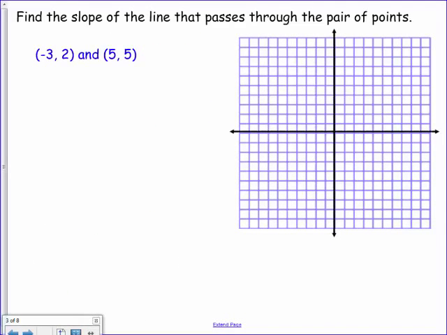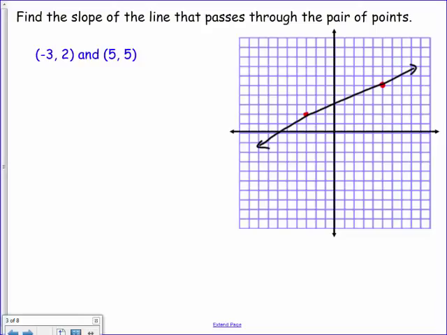So finding the slope of the line that passes through the pair of points. First of all, I'm going to graph these 2 points. Negative 3, 2, and 5, 5. All right, now I'm going to draw in my line here. Pretty good, not too bad.